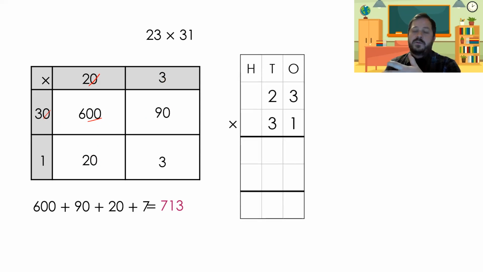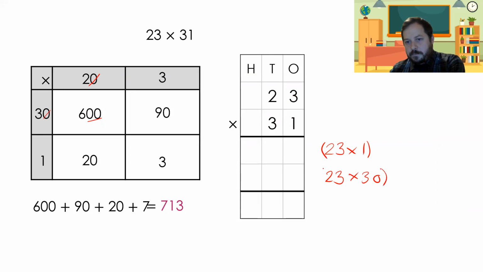Now, we could write it like this. And if we're writing it like this, we have to think about how we might do it and what order we do it in. You see there's 2 lines here. So the first thing we're going to do is the ones. We do 23 times that 1, and that's what we're going to do in that section. And the next one, we've done our ones, we have to do our tens. We would do 23 times 30.